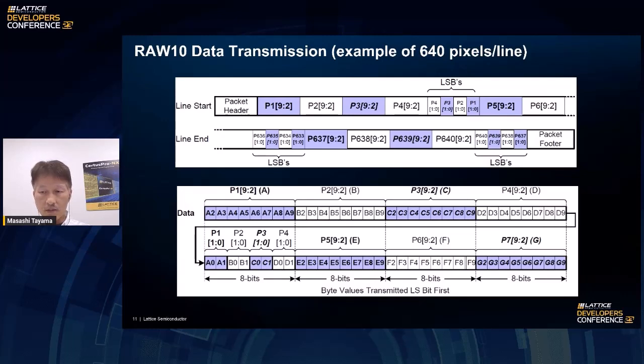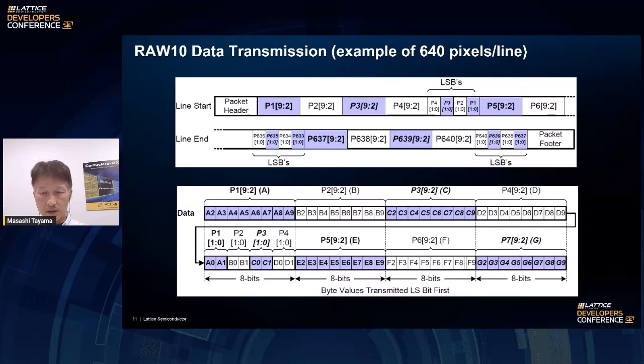Since 10-bit times 4 equals 8-bit times 5, 5 bytes or 4 pixels is the unit to handle RAW10 data. We take the MSB 8 bits from every 4 pixel data and transmit first. Then, take the LSB 2 bits from those 4 pixels and put them together as the 5th byte and transmit. Repeat this step until the end of the line.